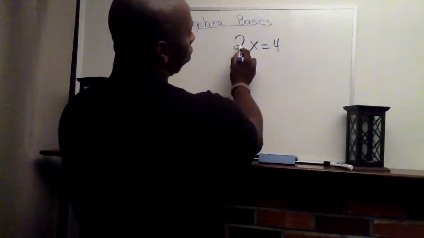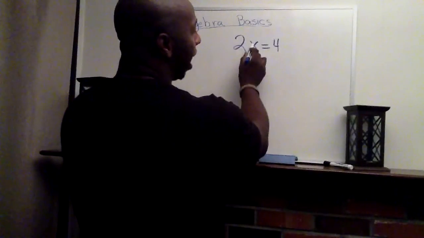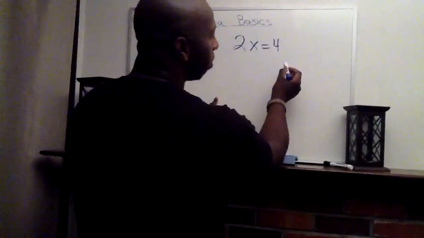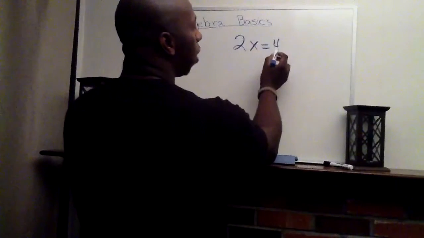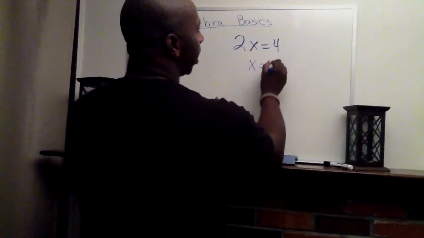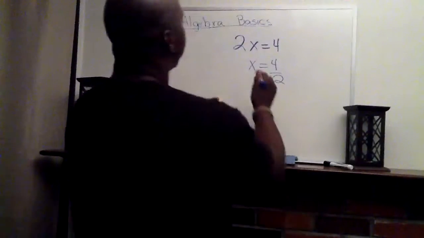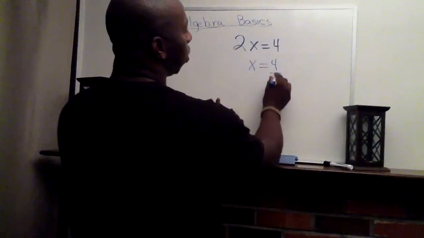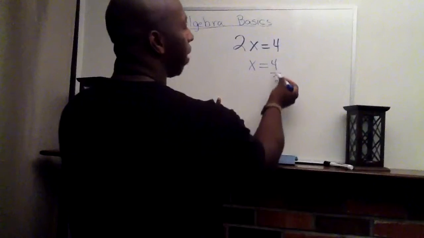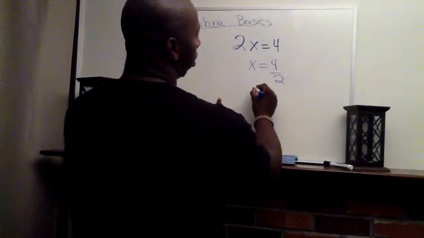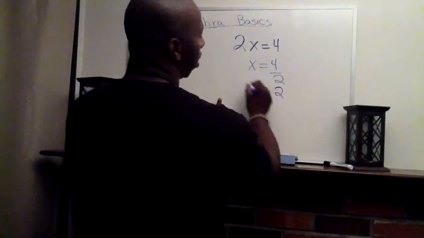Whenever 2 was multiplied by x, or any number is multiplied by x, all we do is move it to the bottom over here. So 2x equals 4 is the same thing as saying x is equal to 4 divided by 2. We're just playing with numbers here. So x equals 4 divided by 2. We know 4 divided by 2 is 2. So x is equal to 2.